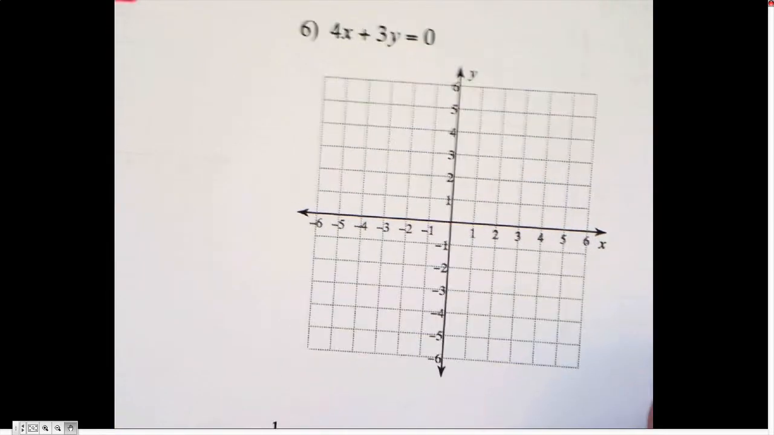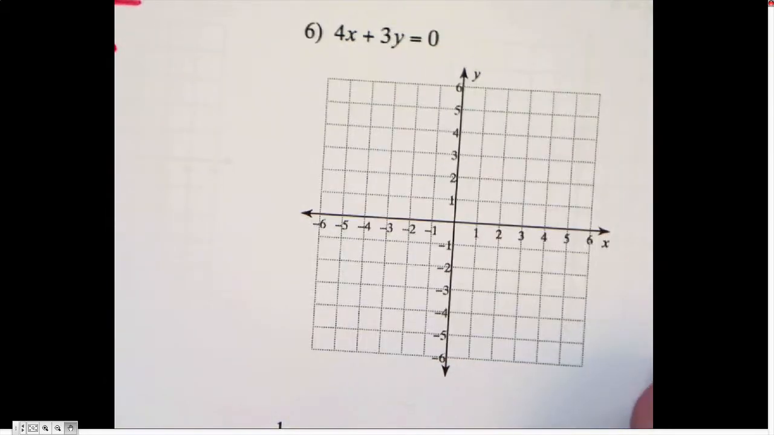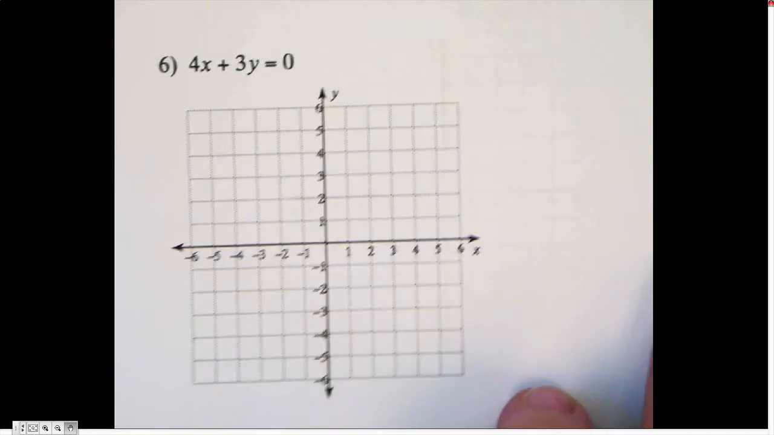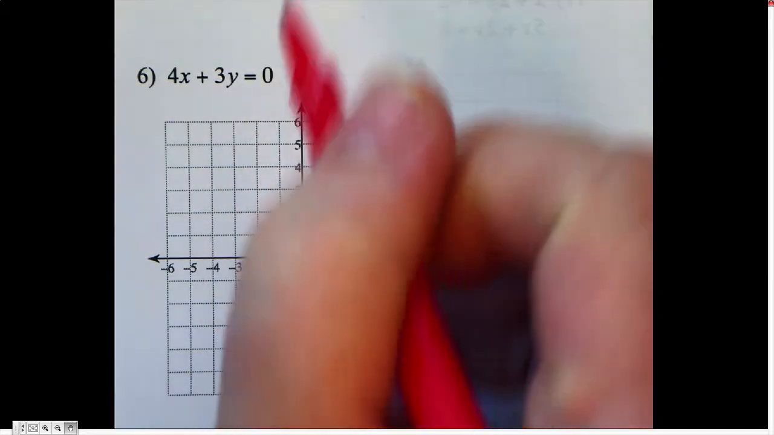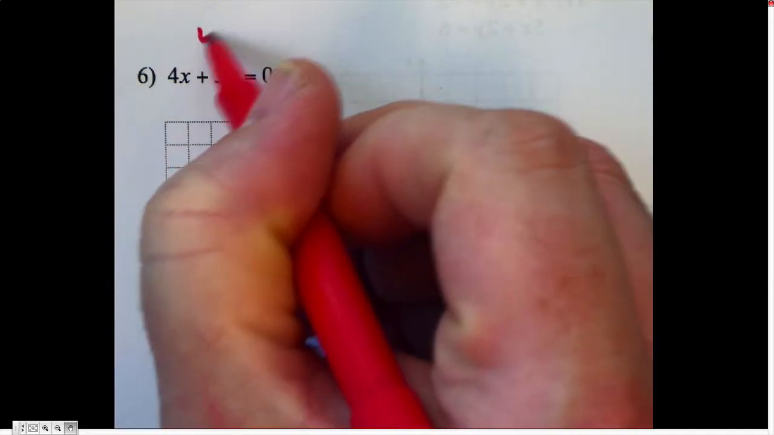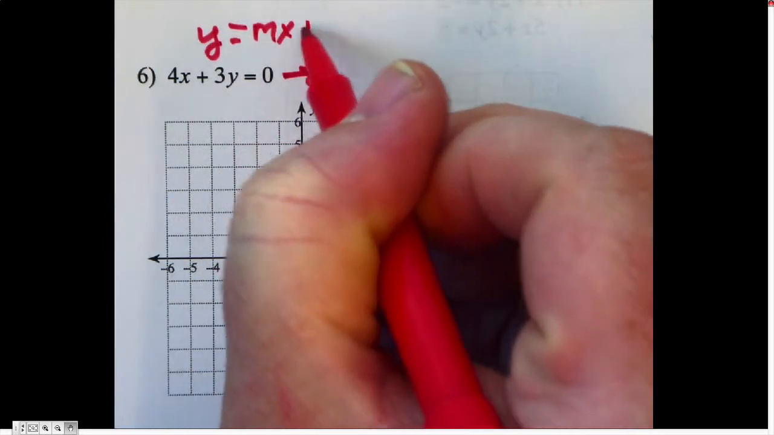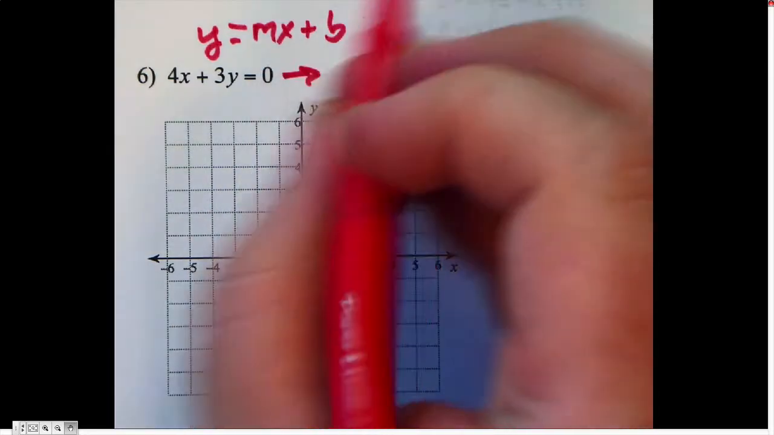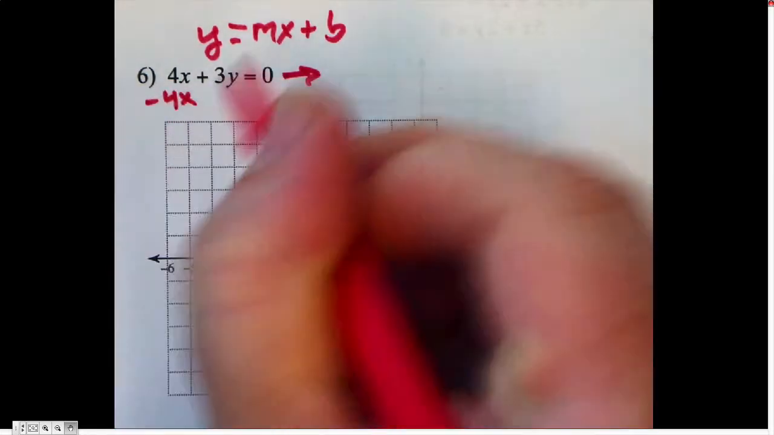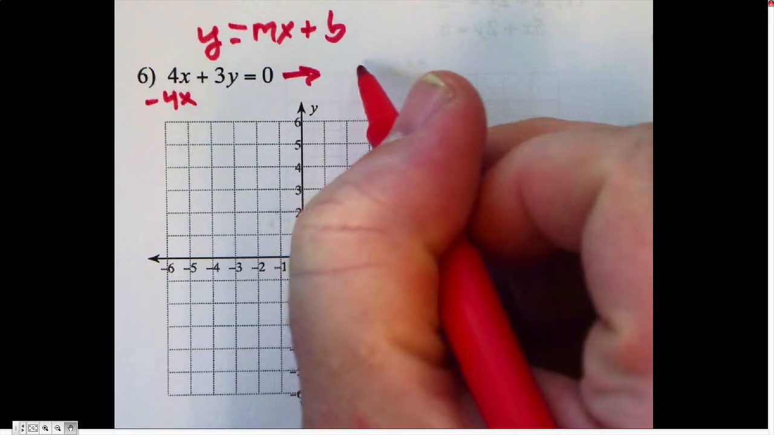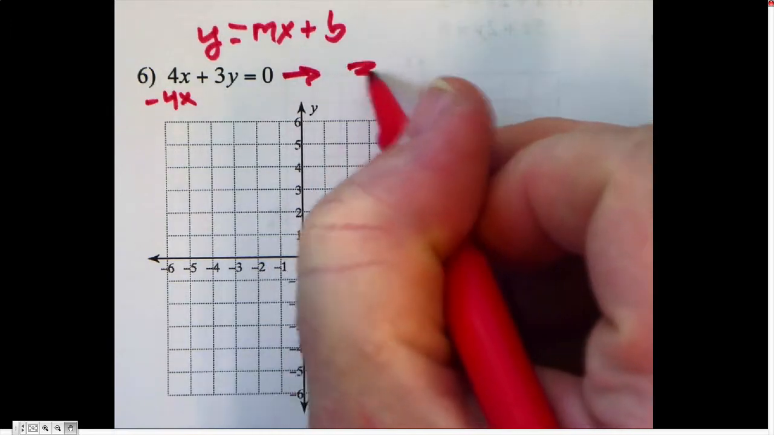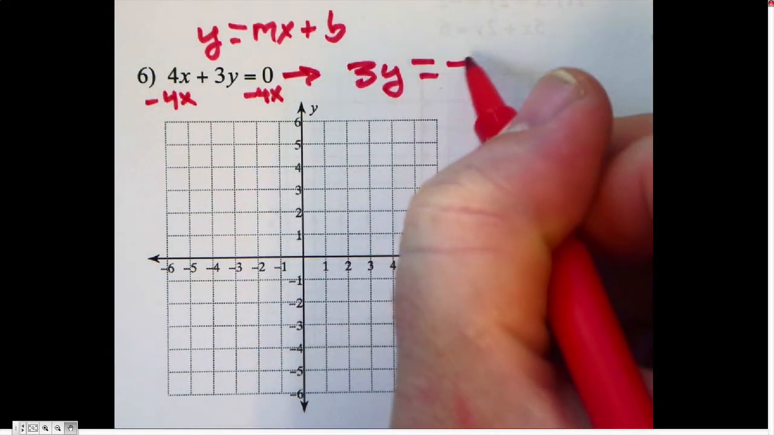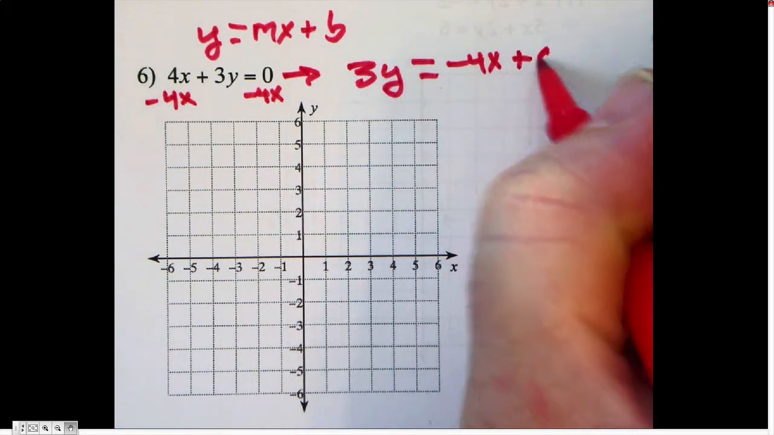Okay. Number 6. Problem here is that it ends in a 0 again. So now we have to convert it to the y equals mx plus b format, the slope intercept form. So let's go ahead and subtract the 4x because we can't have it on this side. And that leaves us with 3y equals, and we had to subtract 4x from both sides, negative 4x plus 0.